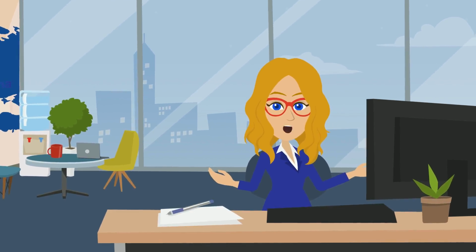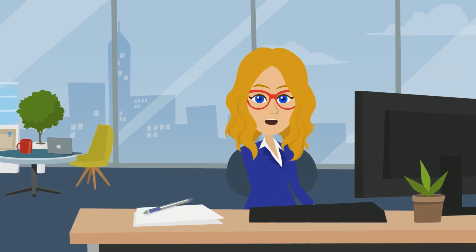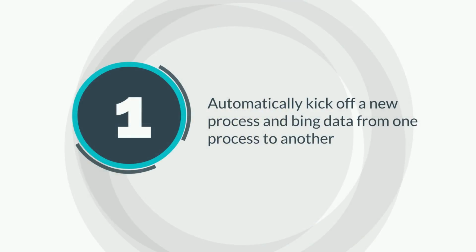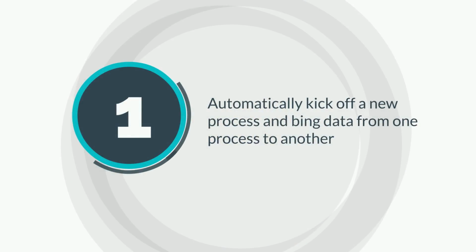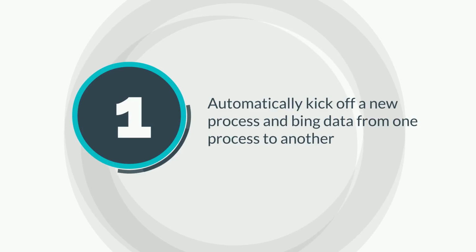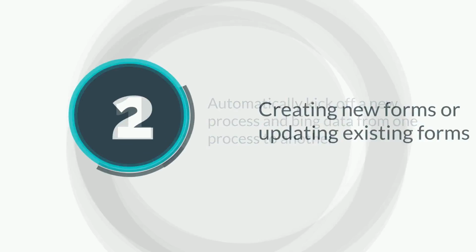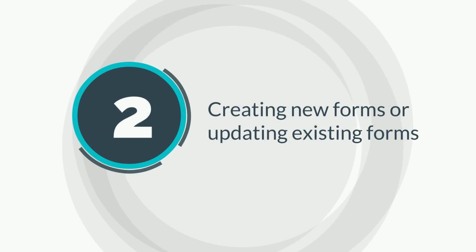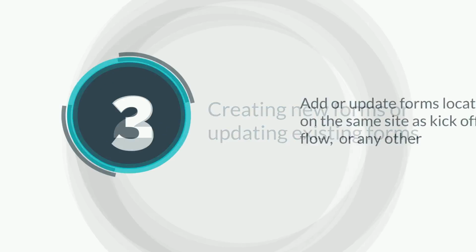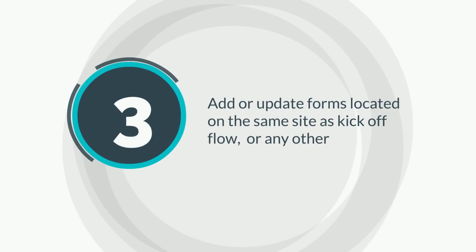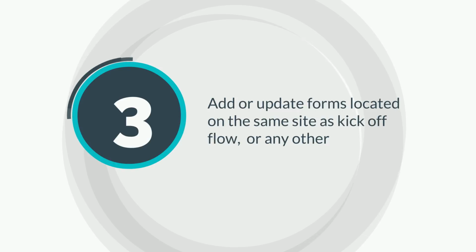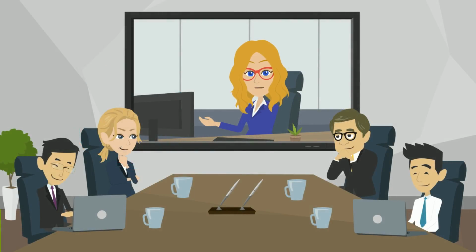In this video, we will learn about the Add Update Form business rule. This rule gives you the option to kick off a new process and to bring data from one process to another. With this rule, you can create new forms or update existing forms. This rule can be applied to forms in the current site or on a different site. Let's take a look at the rule settings.